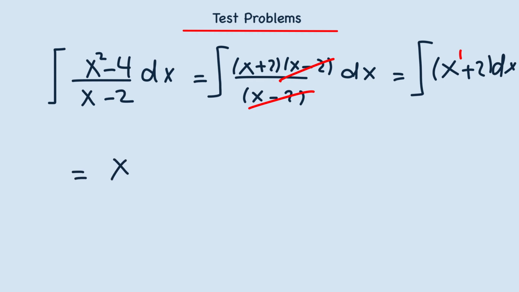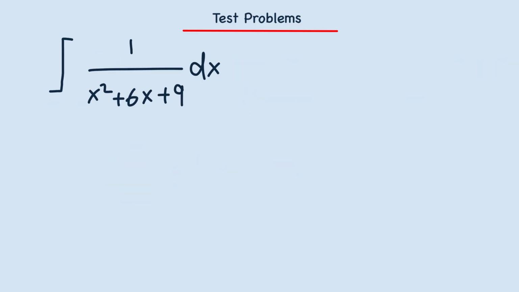So it will be x to the power 2 divided by 2, plus the integral of any constant number will be the constant number multiplied by x. So it will be 2x, and of course we should not forget the c. Try to solve this question, then check your answer.